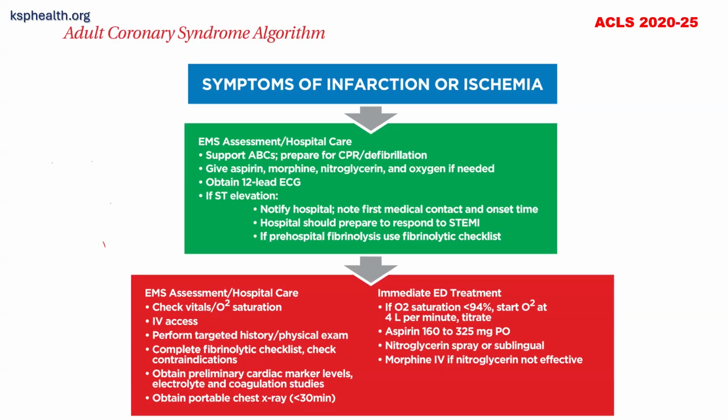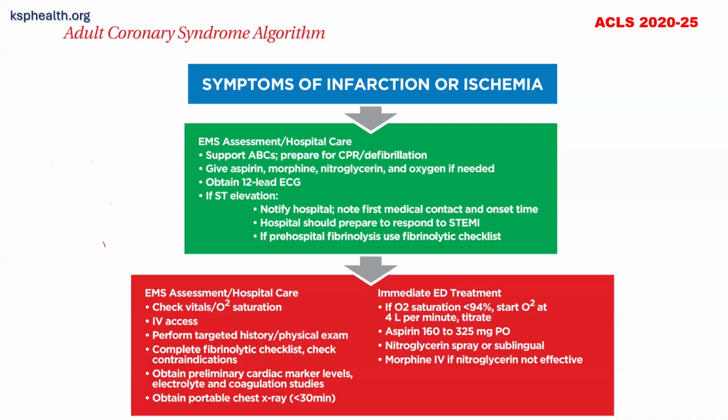Second, EMS assessment: check vitals, IV access, perform history and physical exam, complete the fibrinolytic checklist, check contraindications, obtain preliminary cardiac marker levels like troponins, electrolytes and coag studies, obtain a portable chest x-ray. It needs to be done real quickly, within 30 minutes. This patient's time is very important.